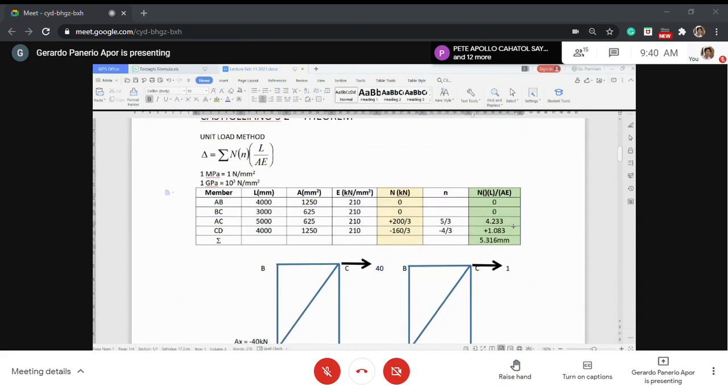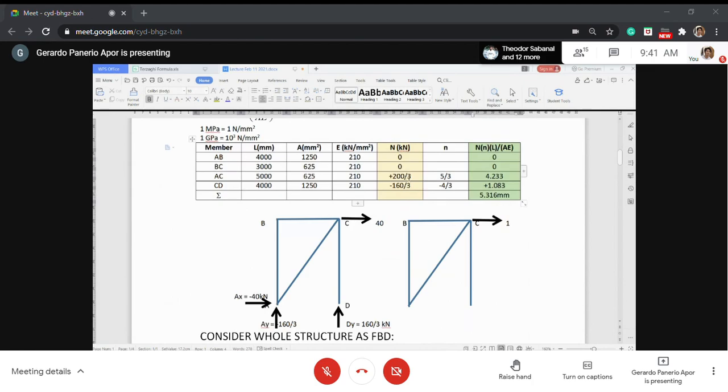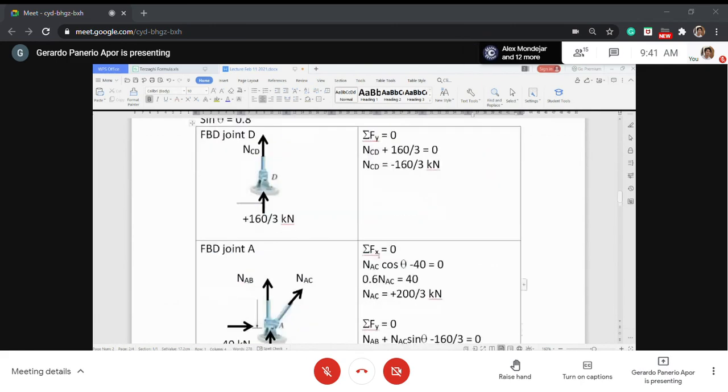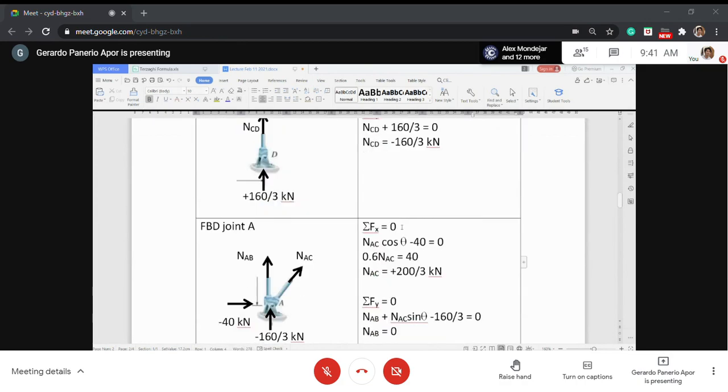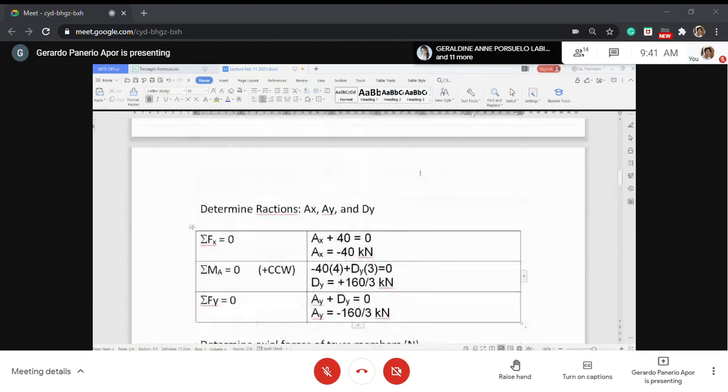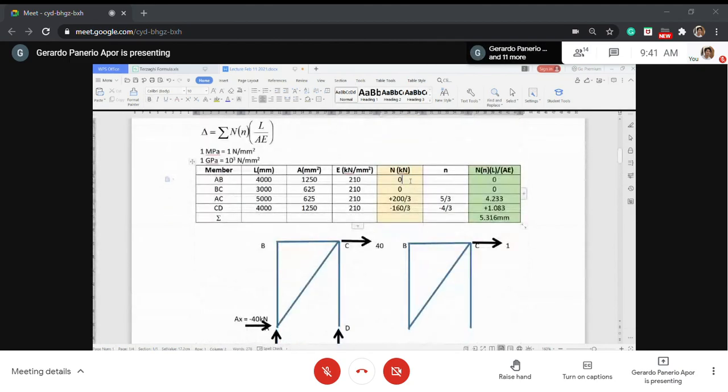We can have this, which is not okay. So assume na to nga, kini siya nakuha na nato ni siya kini column N, no? So because this is what we did before, no? Okay, so we analyze the structure. So by joint, we get CD, EC, EB, and BC. So after analyzing it by using method of joints, we put here EB is 0, BC is 0, AC is positive 200 over 3, and CD is negative 160 over 3.